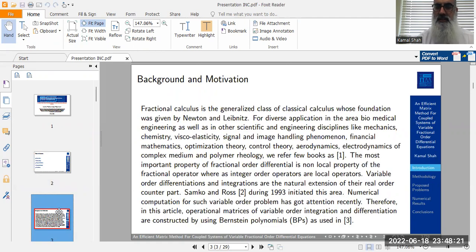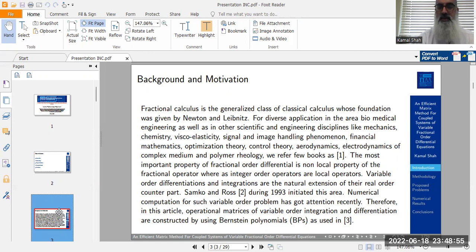The foundation of fractional calculus was laid by Newton and Leibniz in the 17th century. The area has many applications in medical and engineering as well as scientific disciplines like mechanics, chemistry, viscoelasticity, signal and image processing, etc. The most important property of fractional differential equations is their non-local nature, while their integer order counterpart is a local operator. Similarly, the area devoted to variable order differentiation and integration has also got attention in recent times.